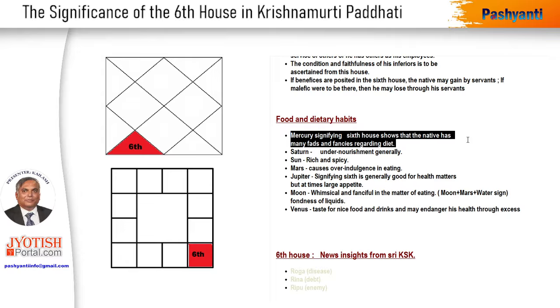See, Mercury is a planet of duality. So the dietary habits of the person also get influenced by the dual nature of Mercury. So they keep on experimenting, they keep on having some new and sometimes even weird thoughts about changing the diet. And then Saturn is for undernourishment. When people tend to eat less, that is indicated by Saturn. And then for the rest of the planets, how they influence food and dietary habits, you can see in all these points.